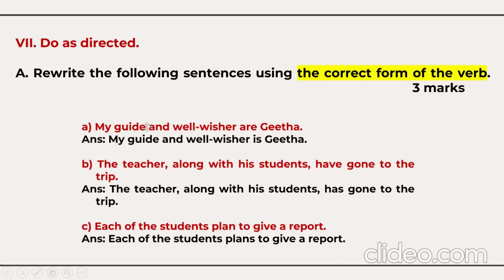Look at this sentence. My guide and well-wisher are Geeta. It should be is, right? Have gone. It should be has gone. Each of the students plan. It should be plans. So this is called here correct form of the verb. So you can watch my video on subject verb agreement concord to get more in-depth knowledge. So this was 3 marks.